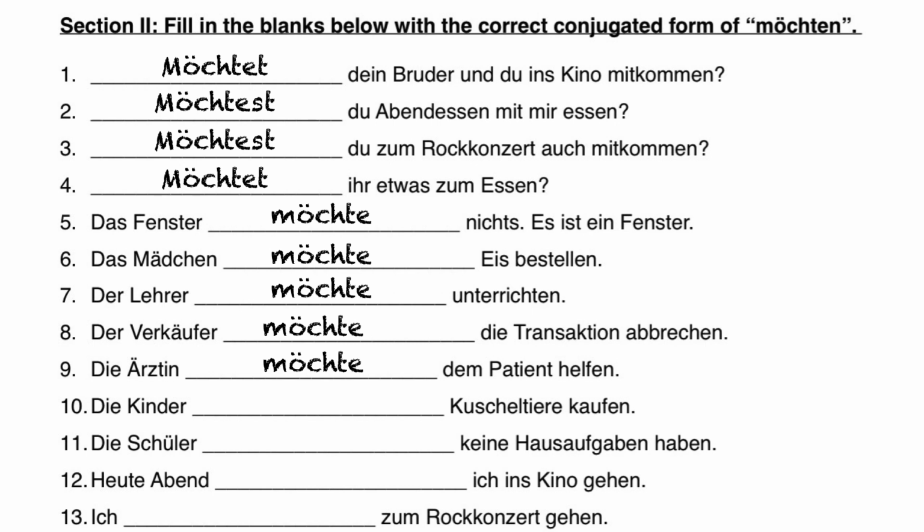Die Kinder something Kuscheltiere kaufen. Die Kinder are the subject of this sentence, and since they're plural, we have to say die Kinder möchten Kuscheltiere kaufen. The children would like to buy stuffed animals.